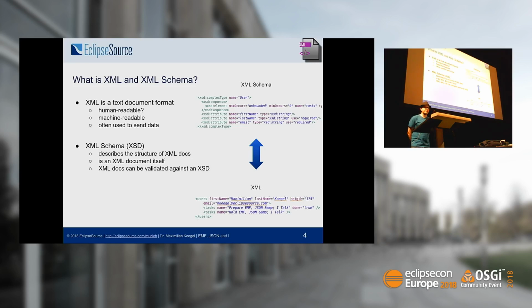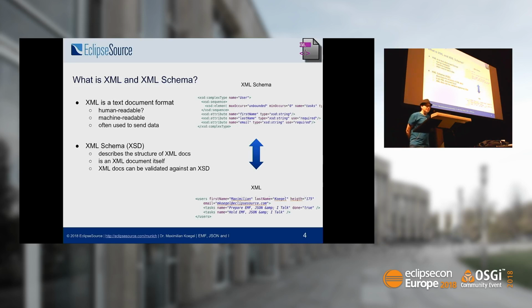So on the right-hand side, I have a small example. This is an XML schema that defines a complex type with the name user, and it has a sequence of tasks that are defined somewhere else, and then it has an attribute first name, last name, and email, which you can see here. They all have types that are strings in this case, and some of them are required. And below you see an instance that conforms to this schema. So I have a user with a first name attribute, last name attribute, okay, some other attributes, that's a little bit inconsistent, and then a couple of tasks.